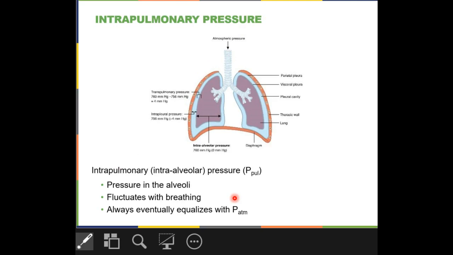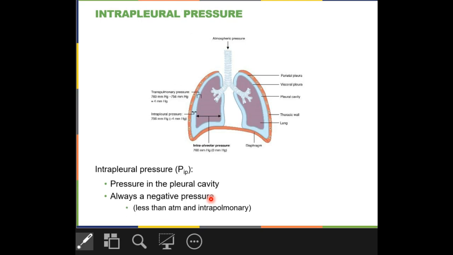Then you have intrapulmonary pressure. This is the pressure in your alveoli, and this is going to go up and down as you breathe. Right? So you expand your lungs, intrapulmonary pressure is going to go down. Because your lungs are connected to the atmosphere, atmospheric pressure pushes air into your lungs until your lungs are full, right? Then intrapulmonary pressure is going to equal atmospheric pressure until your lungs start to recoil, and then you'll push the air out. So that's intrapulmonary pressure.